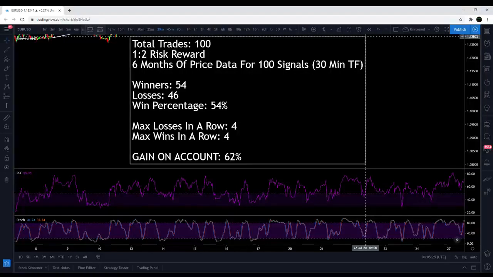I think that this is pretty good as it stands, but if you added in some higher time frame trend confirmation, you could probably improve this even further. Hint, hint. I haven't made the higher time frame confirmation videos yet, but that will be coming down the line.